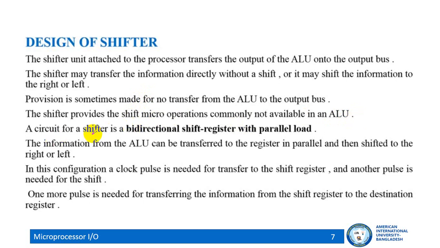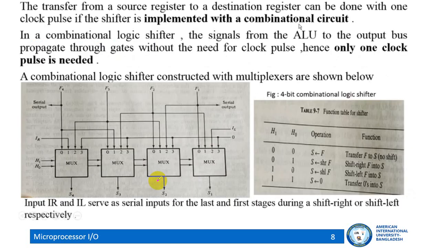The circuit for a shifter is a bidirectional shift register with parallel load. In this chapter's example design, we'll use a bidirectional shift register with parallel load. The information from the ALU can be transferred to the register in parallel, either shifted to the left or right. In this configuration, a clock pulse is needed for transfer to the shift register, and another pulse is needed for the shift. One more pulse is needed for transferring the information from the shift register to the destination register. So this is our shifter.